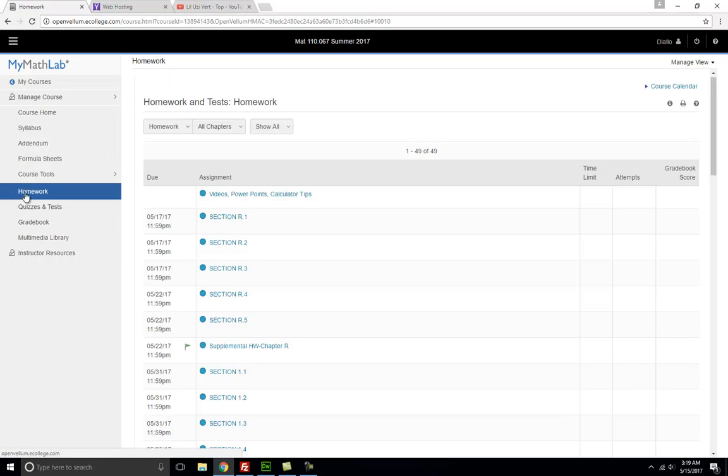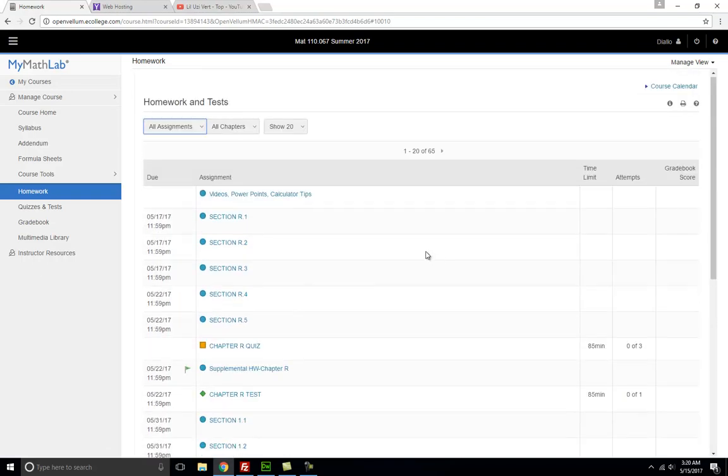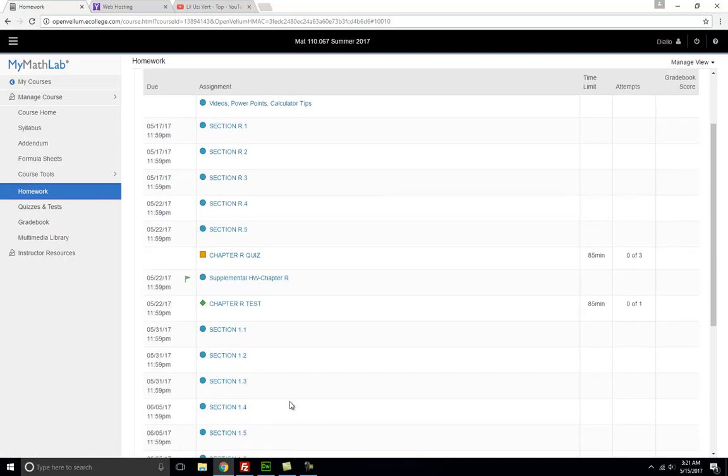Next, we have the homework tab, and I'll simply show all of the assignments on one page. Okay, here we have the entire layout for the course. The best way to navigate through the course is to complete all of the homework problems, attempt the quiz, complete the supplemental homework, and then complete the test. You should do that for every chapter.